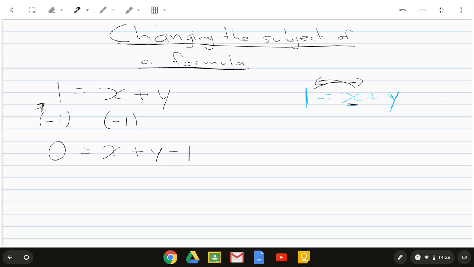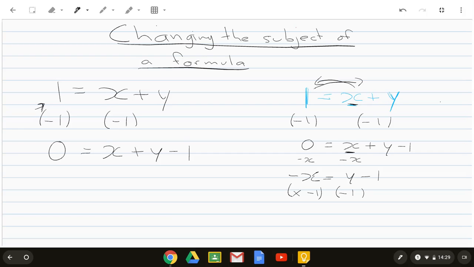So let's do this one step at a time. Let's get rid of the 1 by subtracting 1 from both sides, which is just what we did before. So now I have 0 equals x plus y minus 1. And now to get the x onto the left, I take that x, and it's a plus x, so I need to subtract x from both sides. So I have minus x equals y minus 1. Now, as you can see, my x has become negative. So in order to change that to a positive, I can multiply both sides by minus 1.